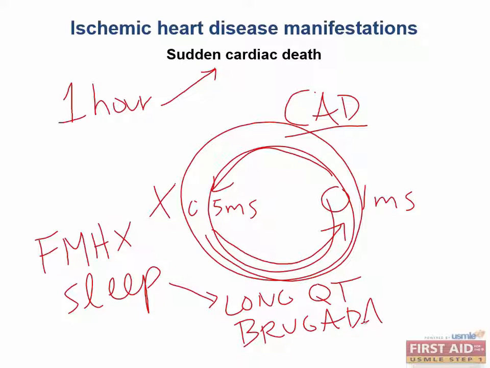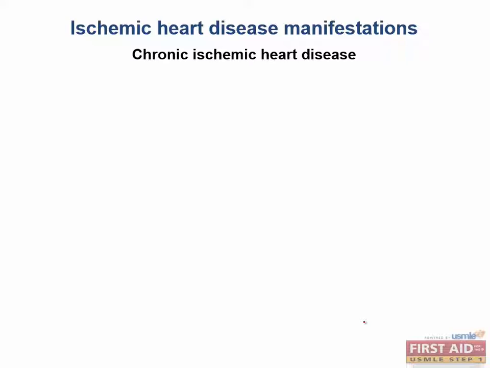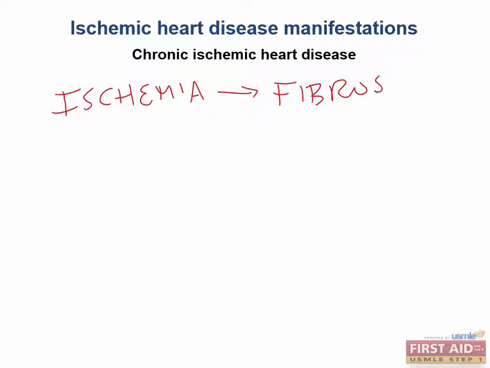All right, so now we move on to chronic ischemic heart disease. This is the result of repetitive ischemic episodes leading to fibrosis. And the fibrosis is chronic. It's never going to go away. So as a result of this chronic ischemia, we're going to have permanent fibrosis.